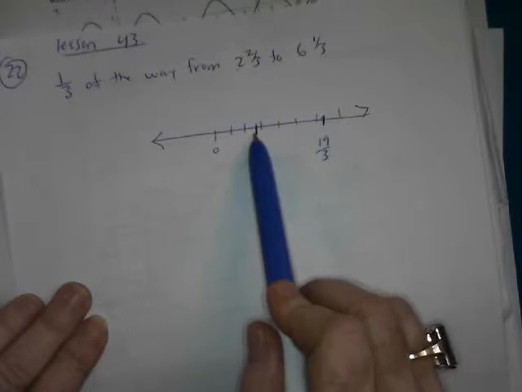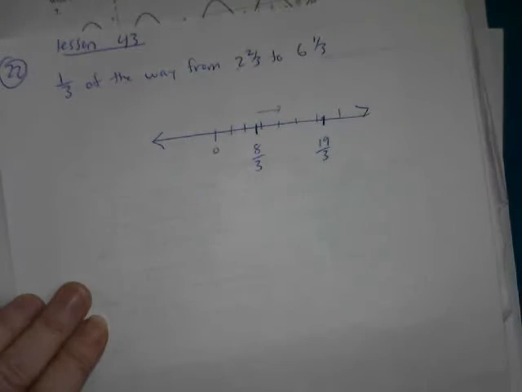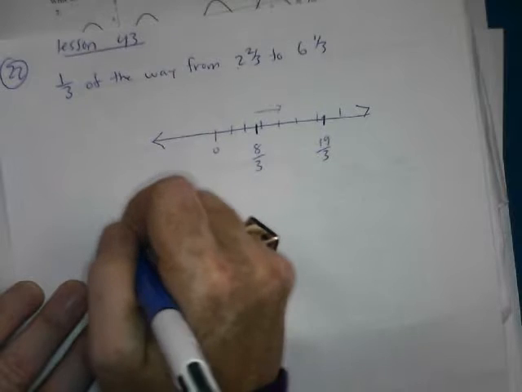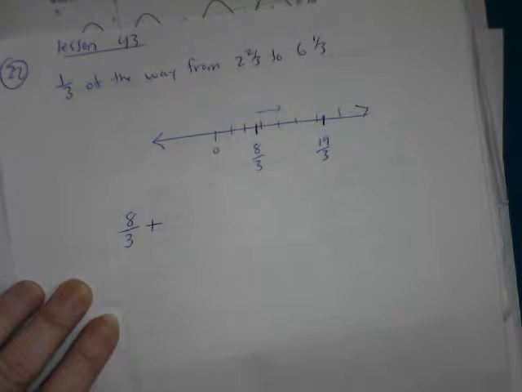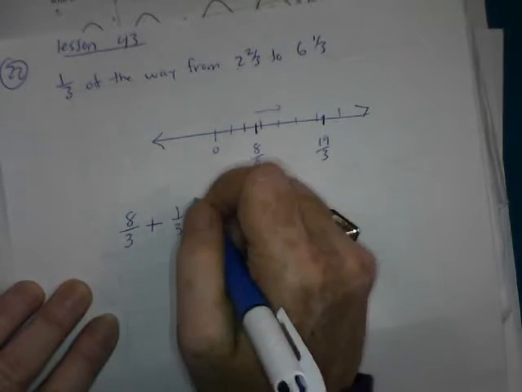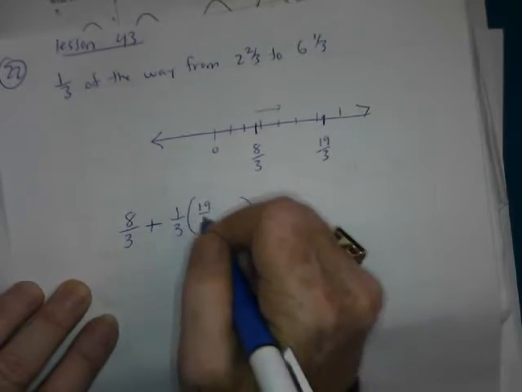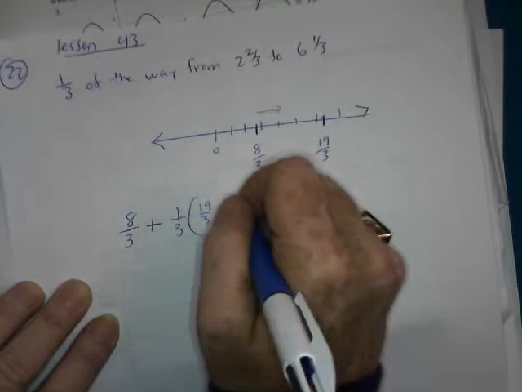Some of you guys might have already caught on to it. But basically, if I want to go 1/3 of the way from this one to this one, it's going to be somewhere in here, right? I mean, it'll be somewhere in between them. So the way you can get that is you can go the initial thing, which is 8/3, plus 1/3 of whatever this distance is. And I can get this distance by going 19/3. Hey, isn't that nice? They gave us a common denominator. Minus 8/3.